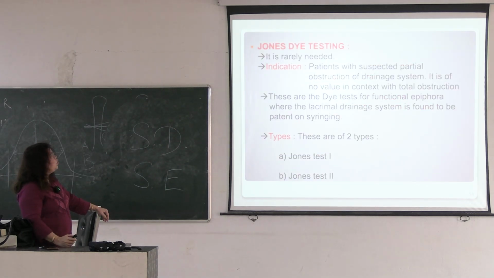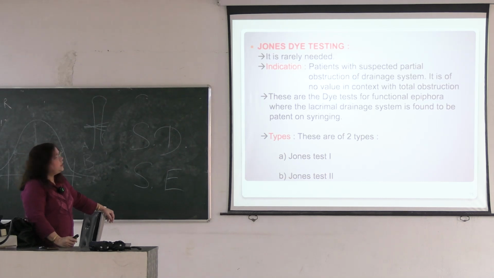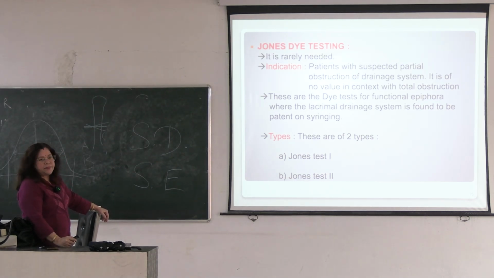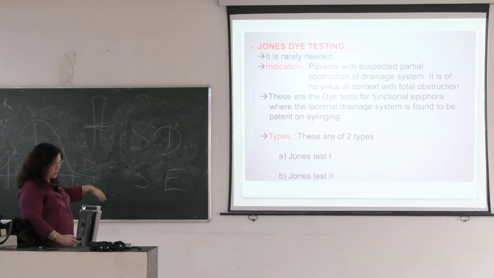Then Jones dye testing. When partial obstruction is suspected, we do this test, but rarely is this test needed. Only syringing or dacryocystography is sufficient.